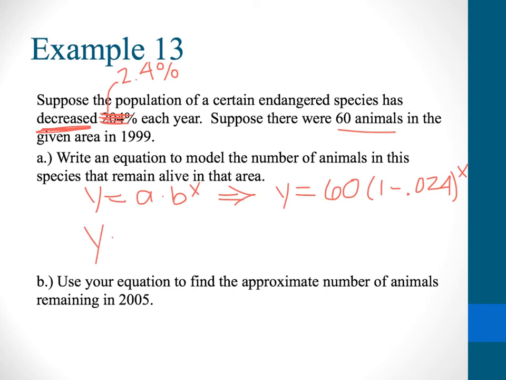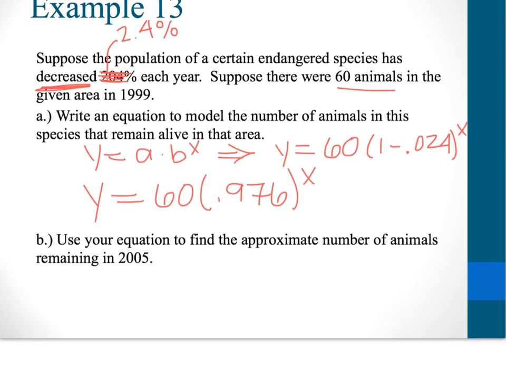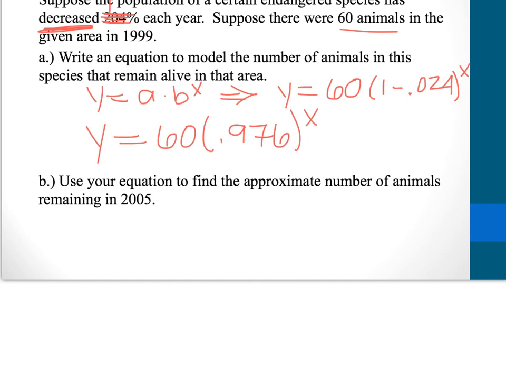So if I simplify, I end up with y equals 60 times 0.976 raised to the power of x. So this is the function that I'm going to use to model this data. Part B says, use your equation to find the approximate number of animals remaining in 2005. So kind of like the example that we did with exponential growth, we started out with year 0 being 1999. So when I go to plug in my value for x, we're going to have to find the difference between year 1999 and the year 2005.